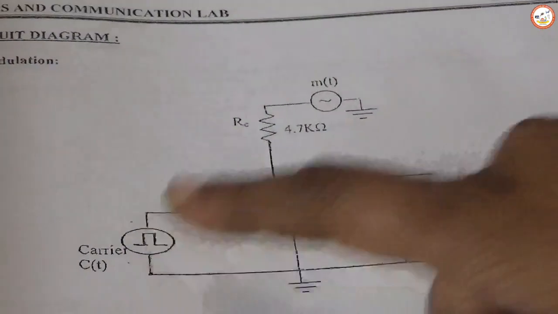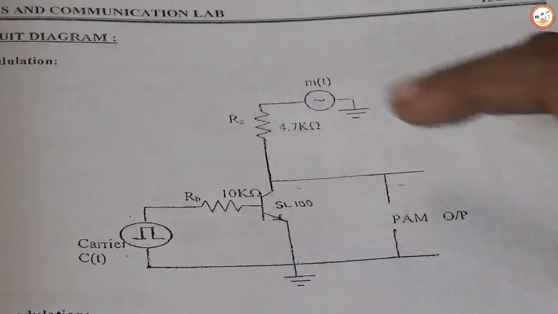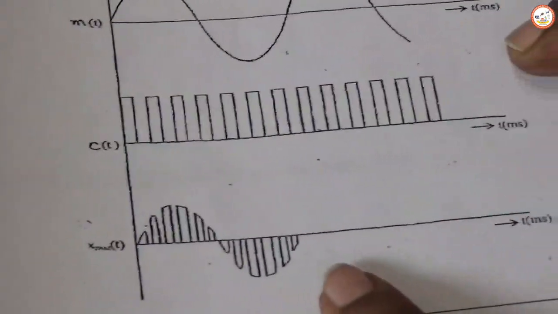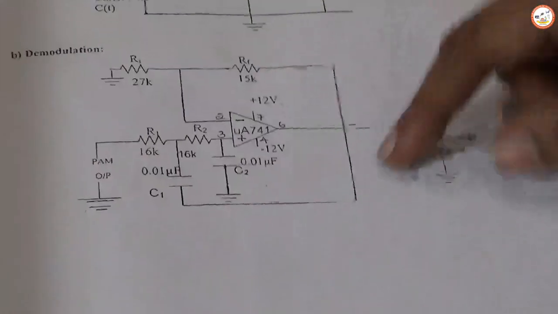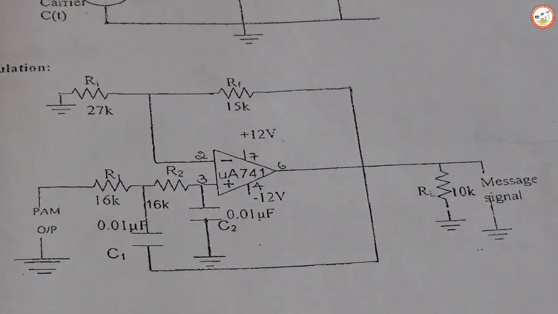During the positive half cycle, the output of the transistor will be a pulse, and during the negative half cycle, the output of the transistor will be 0. Therefore, you will get the waveform in this pattern. So this is the pulse amplitude modulation waveform. Next, this is the demodulation circuit. In demodulation, we have to get back the same message signal.